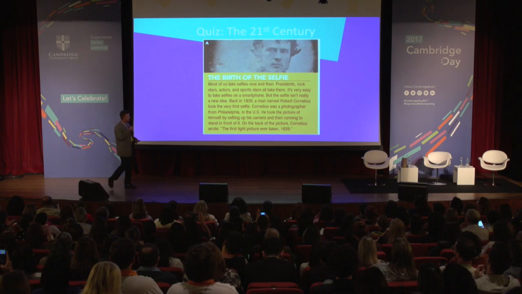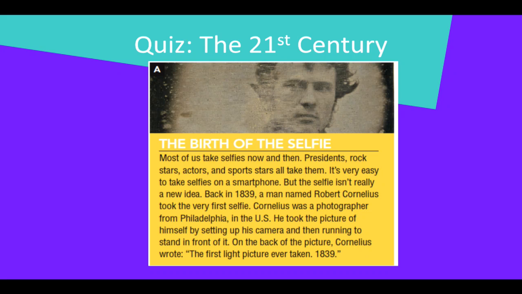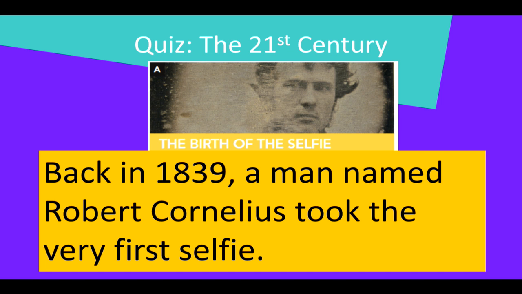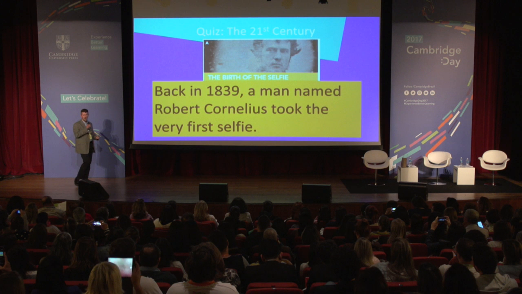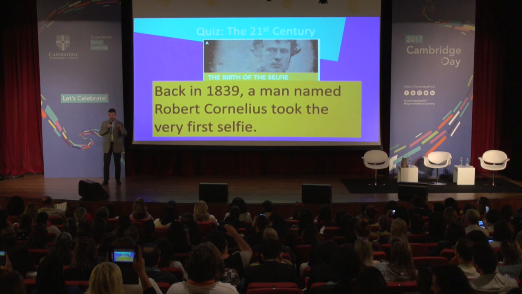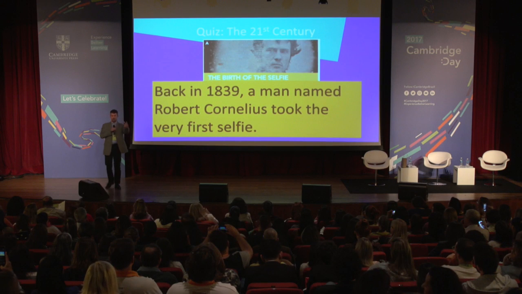Well, let's see. Here's a reading about the birth of the selfie. And what this says is, most of us take selfies now and then. Presidents, rock stars, actors, and sports stars all take them. It's very easy to take selfies on a smartphone, but the selfie isn't really a new idea. Back in 1839, a man named Robert Cornelius took the very first selfie. So, 1839 is the answer. Okay, must have been very difficult back then. He had to set up his camera and then go in front of it. Now it's much easier, right?